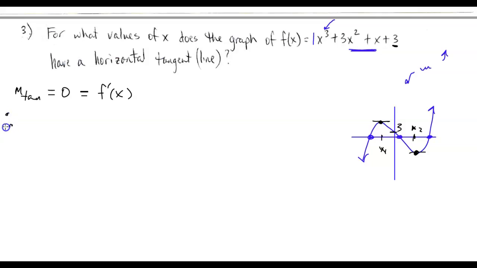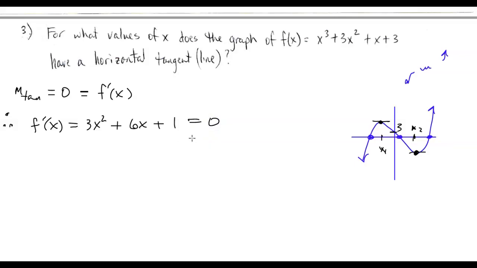So what this means is that we take the derivative of this function. Using the power rule, the derivative of the first term is just going to be 3x squared. So we're going to say derivative of this function: first term is 3x squared, second term is going to be 6x, third term is going to be 1. And then the fourth term is going to be 0, because the derivative of any constant is 0. So from here, we set this equal to 0, and then we solve.